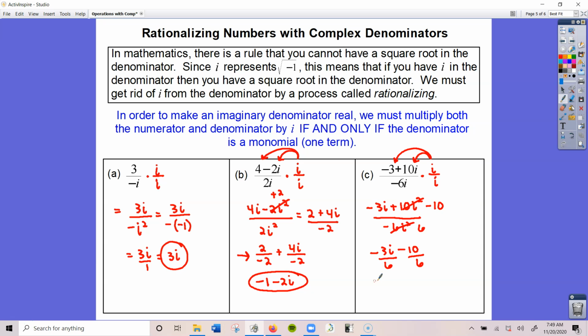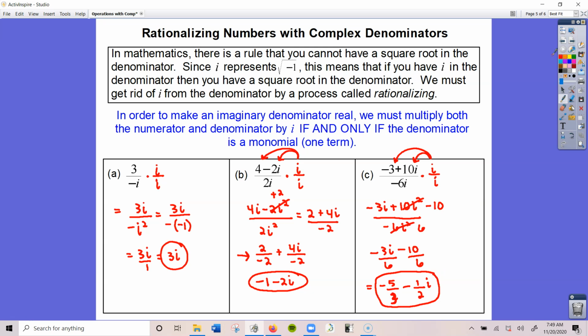Now remember, we're going to write our real part first. So this negative 10 over 6 can be simplified, both the numerator and the denominator by 2, which is negative 5 over 3, minus, and now 3i over 6 can be simplified to 1/2 i. Now you can choose to put the i in the numerator, or you can put it off on the side. They're both the same.